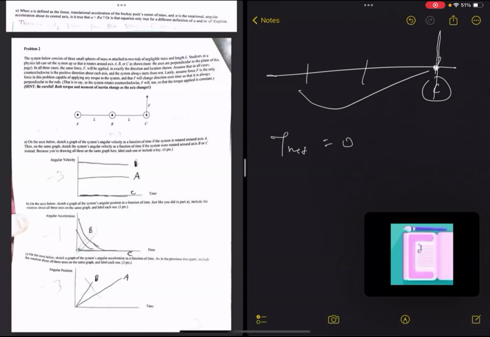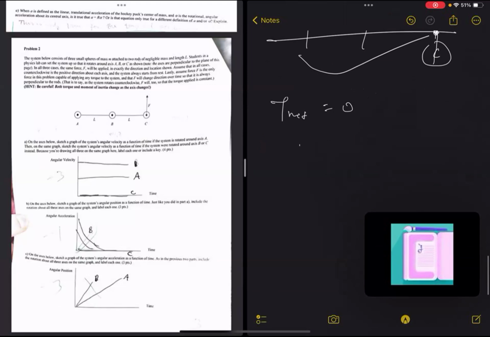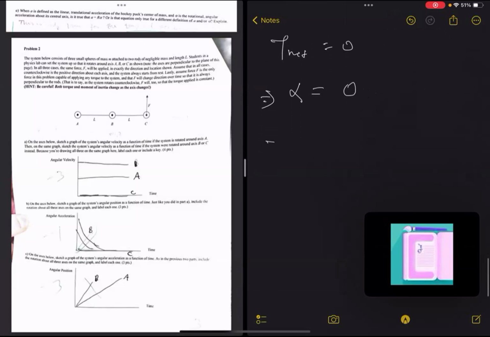For angular velocities, net torque is zero, that means angular acceleration is zero. Is that right? Angular acceleration is zero. What does this mean for angular velocity?